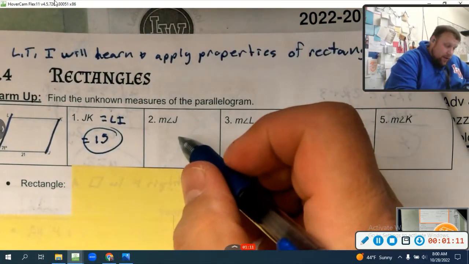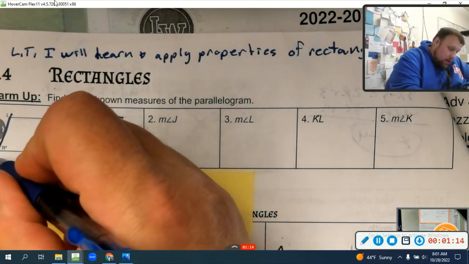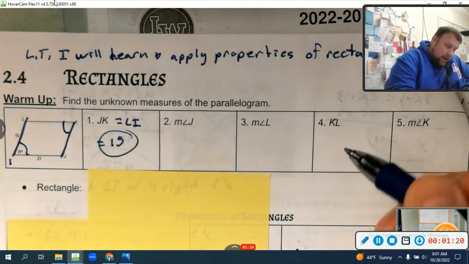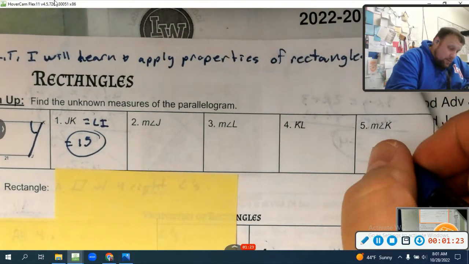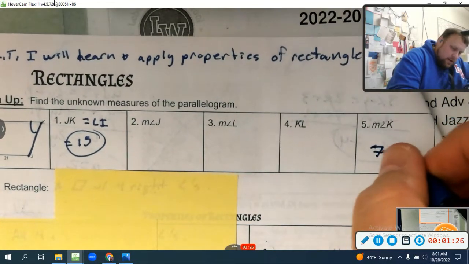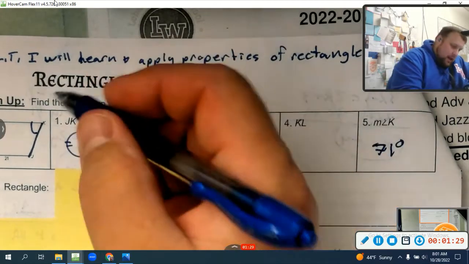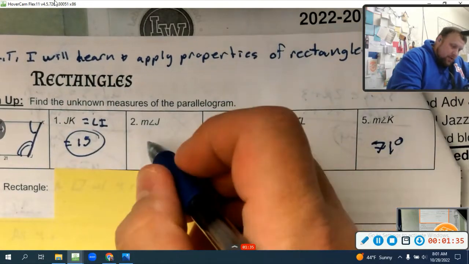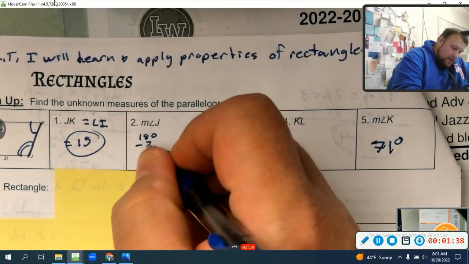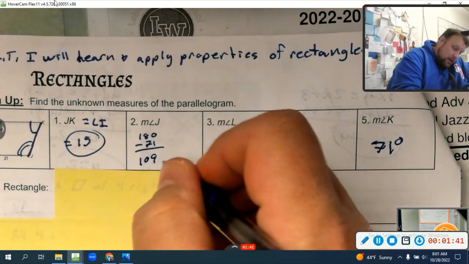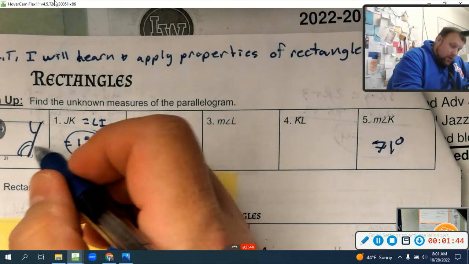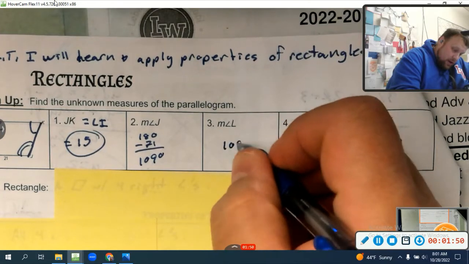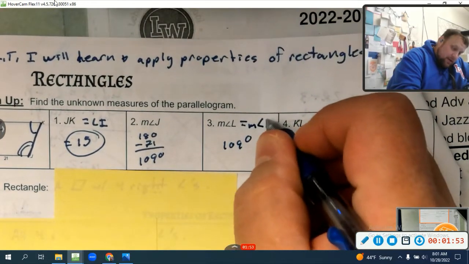Oh, measure of angle J, okay. Well, I know that angle I is congruent to angle K. Those are the same. So the measure of angle K over here is going to be 71 degrees. And I know that consecutive angles in a parallelogram are supplementary. So to find the measure of angle J, I'm just going to do 180 minus 71, which is 109 degrees. Which is, by the way, going to be congruent with the measure of angle L. It's also 109 degrees, right? Because it equals the measure of angle J.